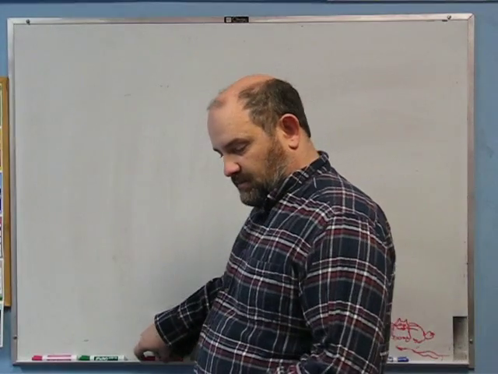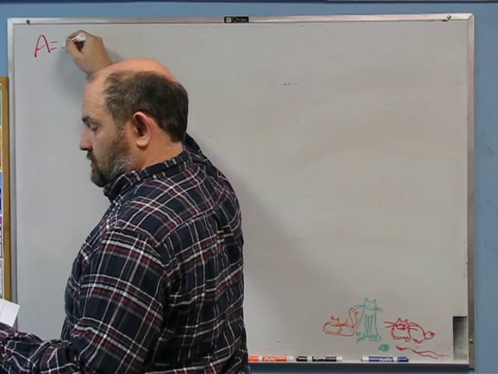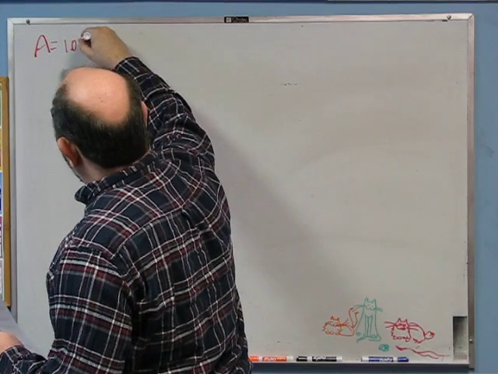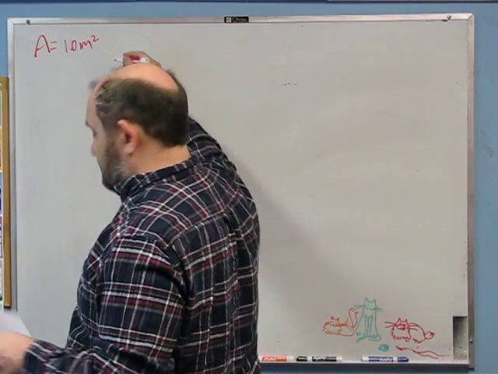In the second problem, we have a capacitor constructed of 2 plates with area equal to 1 square meter. Right, so a square meter is roughly like this. So the area is 1 square meter.